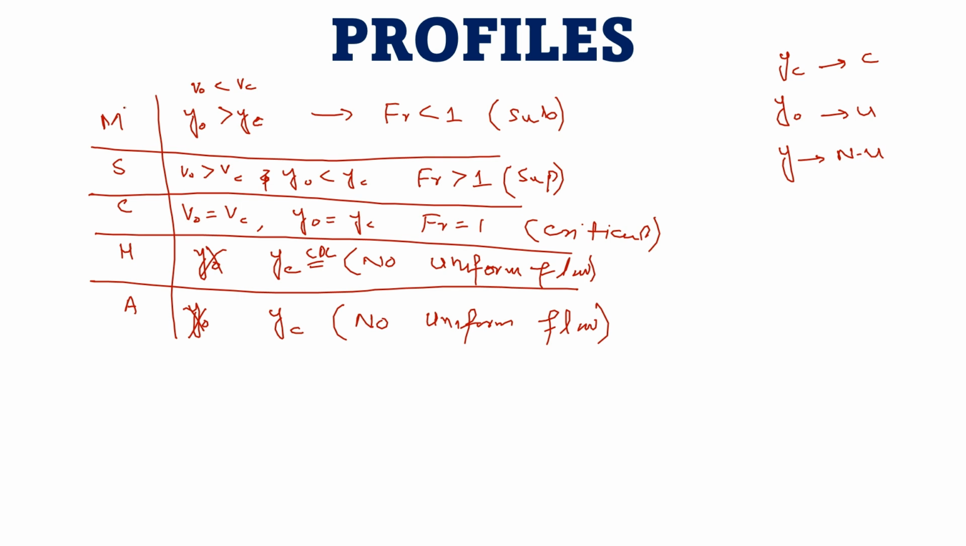So let us move to this page, and we can see for a mild slope, we have three lines. This is the bed line, this is the critical depth line, CDL, and this is NDL. We have basically three regions.